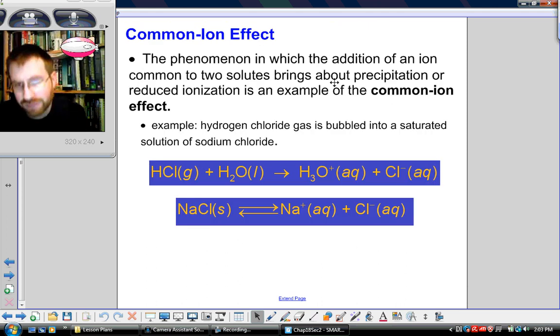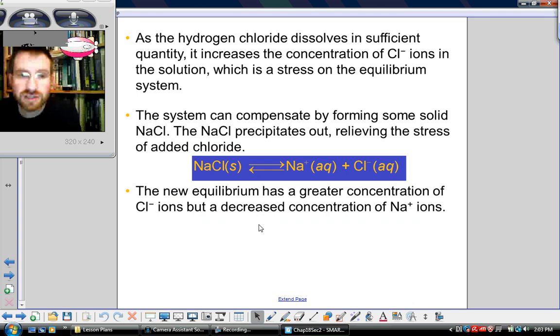The common ion effect. The phenomenon in which the addition of an ion common to two solutes brings about precipitation or reduced ionization is an example of the common ion effect. For example, hydrogen chloride gas is bubbled into a saturated solution of sodium chloride. We're adding extra chlorine, which is going to drive the reaction one way or the other. As the hydrogen chloride dissolves in sufficient quantity, it increases the concentration of chloride ions in the solution, which is a stress on the equilibrium system.